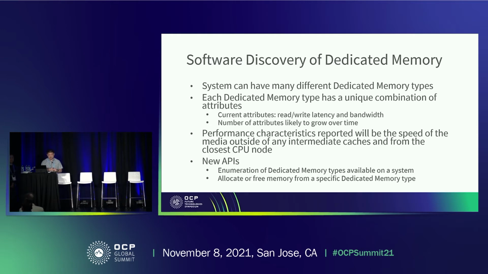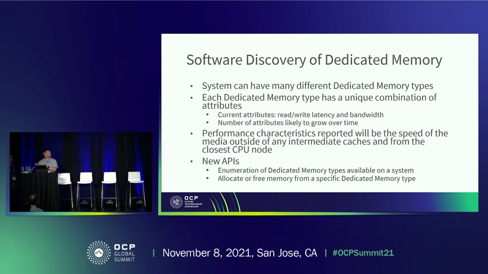In terms of the performance characteristics that the operating system will report to software, our plan is to use the speed of the media outside of any intermediate caches that may be present in the workflow, and also from the closest CPU node. So we want to take a very conservative approach in terms of reporting of the performance characteristics of the application, so that we're not reporting something that may only occur part of the time, but not all of the time.